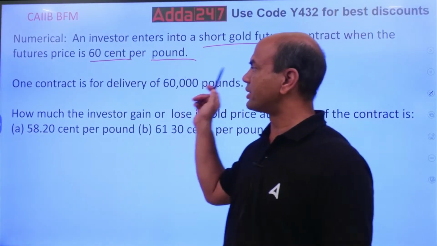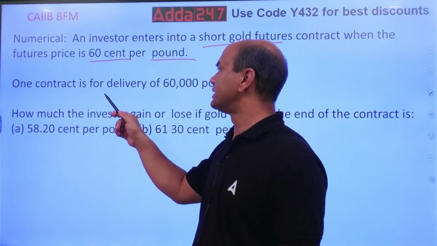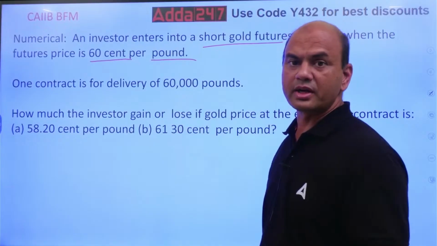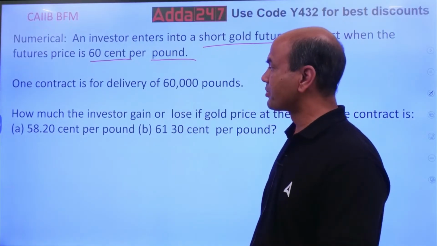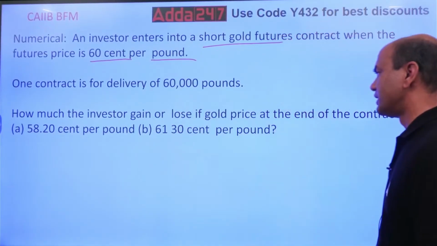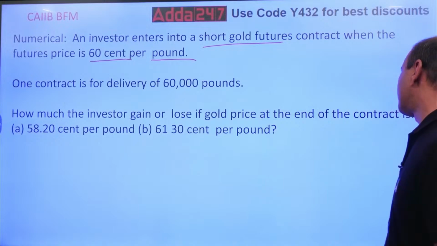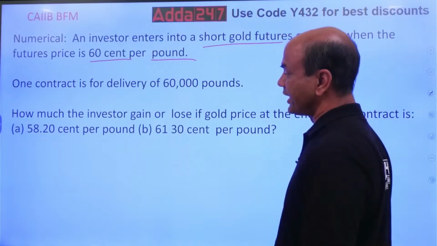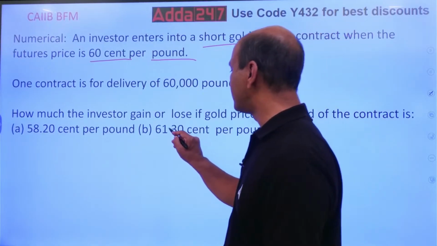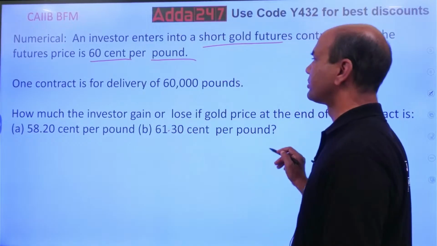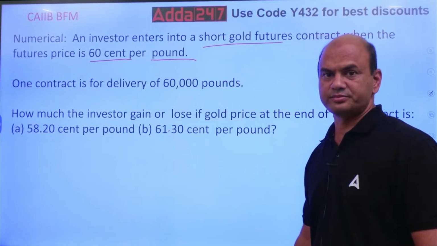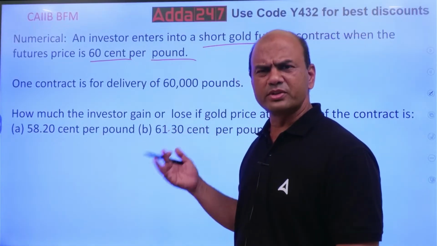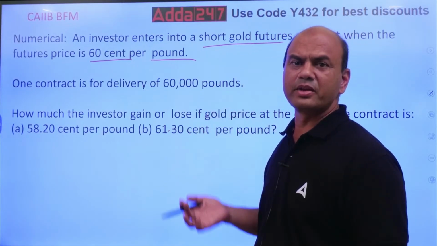So 60 cents per pound. One contract is delivery of 60,000 pounds. So one contract is of 60,000 pounds. How much will the investor gain or lose if the gold price at the end of the contract is 58.2 cents per pound, and second, 61.3 cents per pound? So two cases are given over here. In the exam you will be getting these two cases separately. Of course, in the exam they won't be giving you gold, they will be giving you dollar.